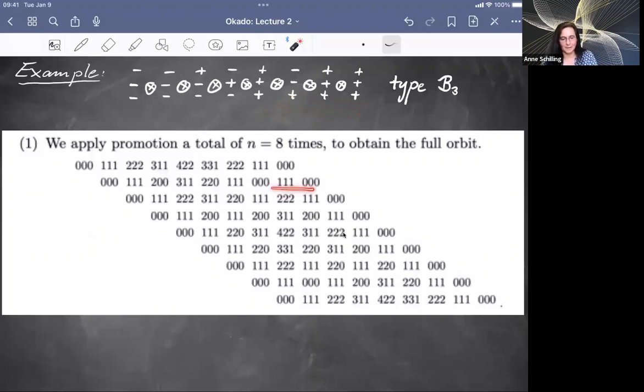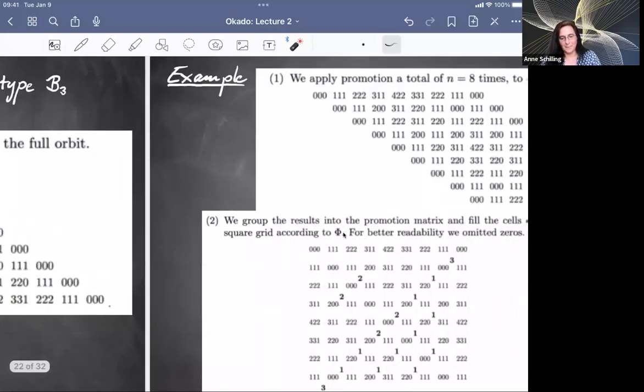Then the next line we obtain by doing promotion. Okay, so if we do promotion on this and we offset everything by 1, then you would get the second line. And then if you do promotion again, you would get the next line, and so on and so on. And in this case, you can see that if we do the procedure 8 times, then the top line here is the same as the bottom line here. So this particular element here is in a promotion orbit of size 8. Okay, so that's step 1.